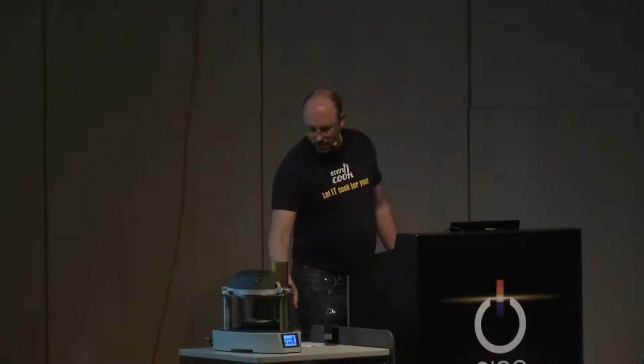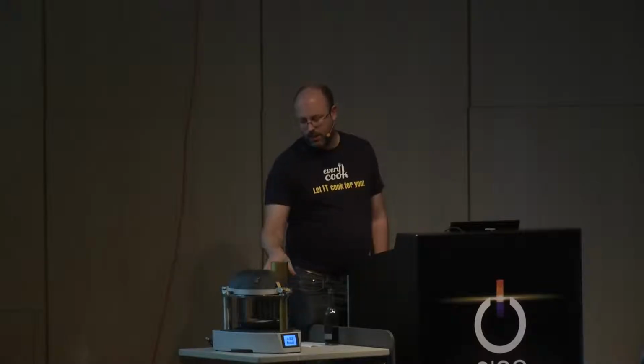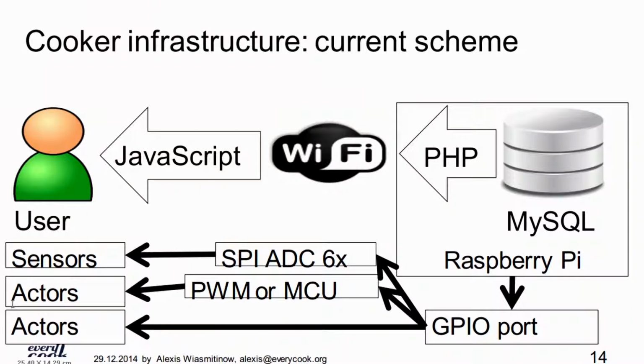So this one has no electronics inside. It's the case. We're working on the electronics because the Raspberry Pi cannot make a real PWM. We need either a microcontroller or a dedicated chip to have a precise PWM, for example, to control the motor. And a precise analog to digital converter is also needed, especially for the scale.